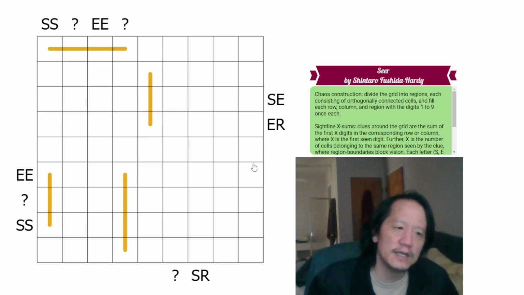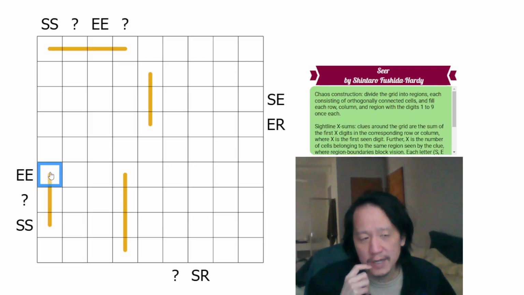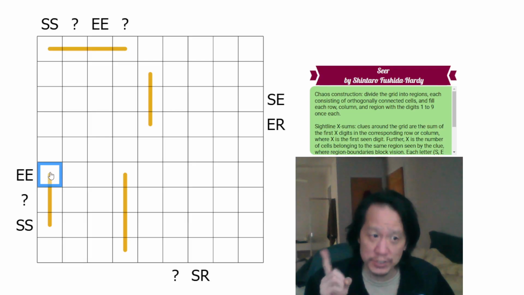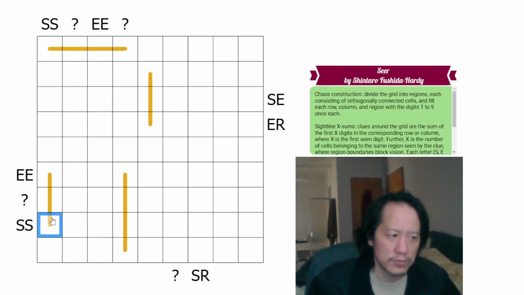S and E can never be 0, because we have an SS as a clue and an EE as a clue, and 0 is never an X sum, right? Because you always have at least a digit 1 in that X sum. So S and E cannot be 0, so they have to be 1 through 9. R still could be 0, actually. So we don't know about R. R could be 0 through 9. But S and E cannot be 0.